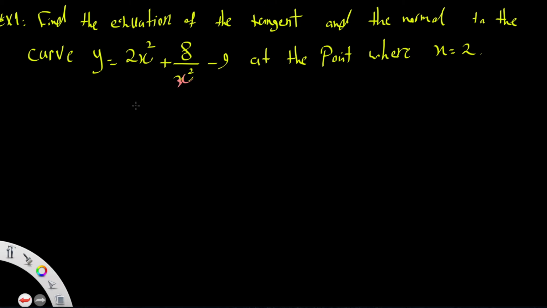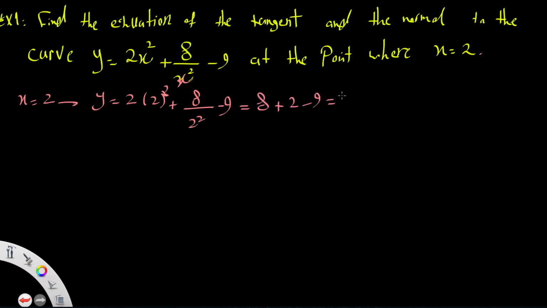First, to write the equation of the line, apart from the x coordinate, we need the y coordinate. I first find the y coordinate. So y will be 2 times 2 squared, which is 8, plus 8 over 2 squared, which is 2, minus 9, which will be 1. So our point is (2, 1) as x1 and y1.